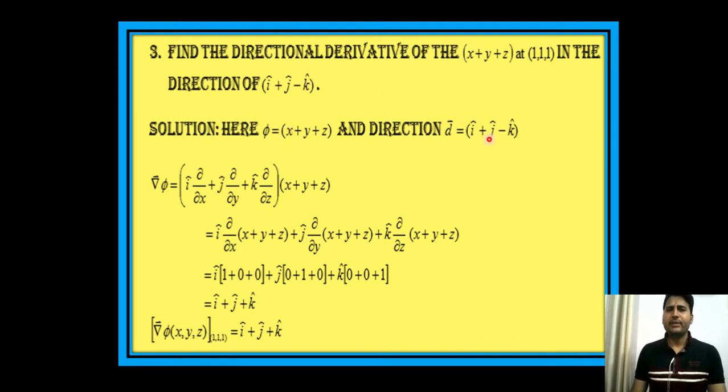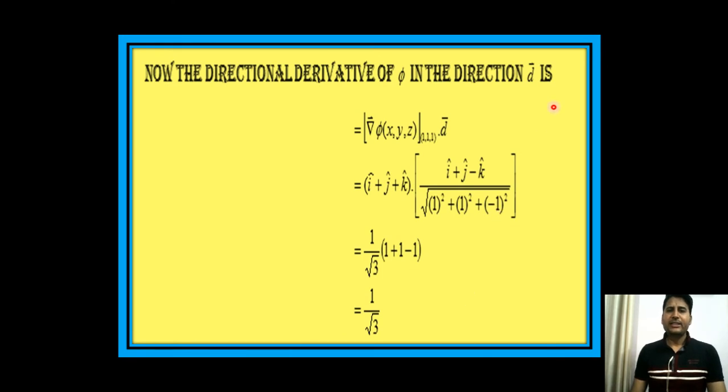Phi, and it will be d. Simply del phi firstly. So product, its derivative for x is 1 plus 0 plus 1, y 0 plus 1 plus 0, z 0 plus 0 plus 1. So this is what del phi. Now I need to put the point, but it is free of x, y, z. So it is as it is becomes del of phi.